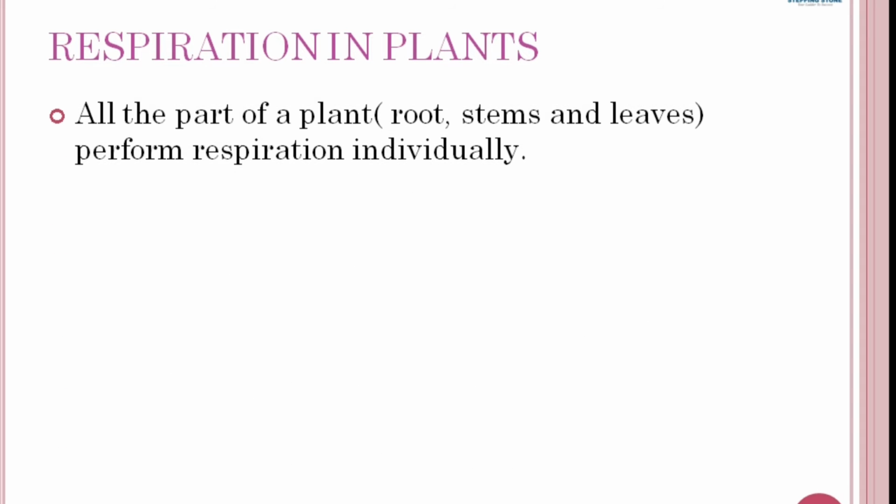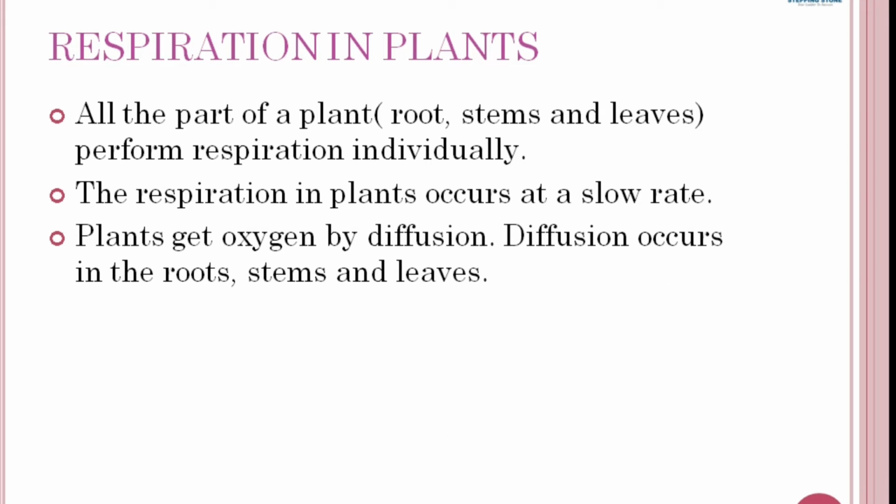Like animals, plants also need energy. The plants get this energy by the process of respiration. Now, in plants also, exchange of oxygen and carbon dioxide takes place. In plants, all the parts like roots, stems and leaves perform respiration individually. The respiration in plants occurs at a comparatively slower rate than in animals, and the process of respiration actually takes place by diffusion. Diffusion occurs in roots, stems and leaves.